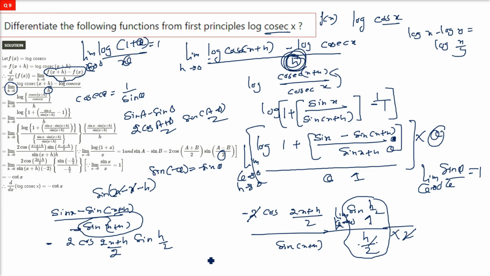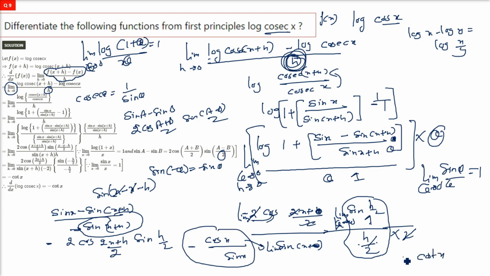Now I am applying h tends to 0 for cos((2x plus h)/2) and sin(x plus h). H is going to be 0, 2x by 2, the 2 gets cancelled, you have cos x. Here you have sin x. So you have minus cos x by sin x, that is going to be negative cot x. So this negative cot x is your final answer.